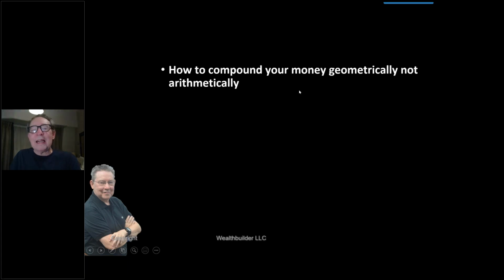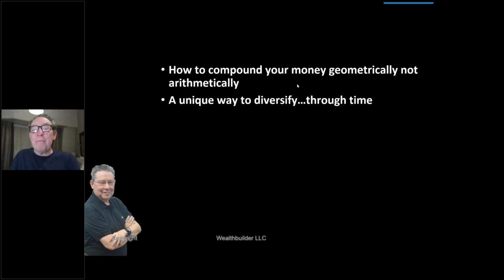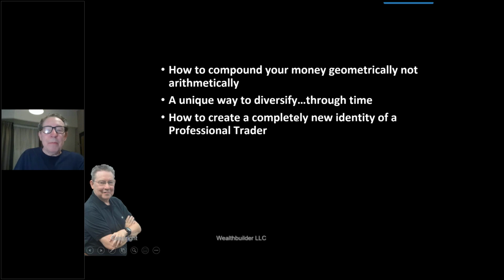So I'm going to tell you how to compound your money geometrically instead of arithmetically. Now, if you know anything about math, you know that geometrically means you're going to get rich much quicker than if you do it arithmetically. I'm going to teach you a unique way to diversify, but not by buying 30 stocks, but by using different time horizons. I'm going to teach you how to create a new identity of a professional trader.